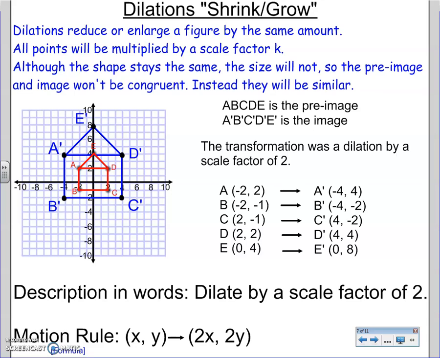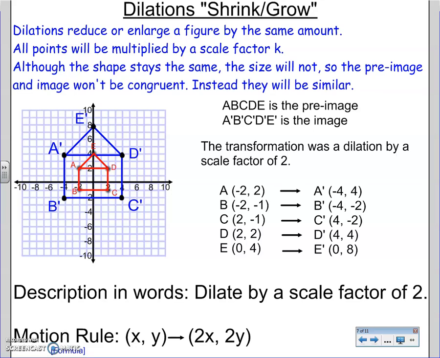So here, A, B, C, D, E is the pre-image in red. A prime, B prime, C prime, D prime, E prime is the image in blue. Here, the transformation was a dilation by scale factor 2. Everything got doubled. So if you look at A, negative 2, 2, you times it by 2, you get negative 4, 4. If you have E, 0, 4 times 2, you get 0, 8. Everything got twice as big.